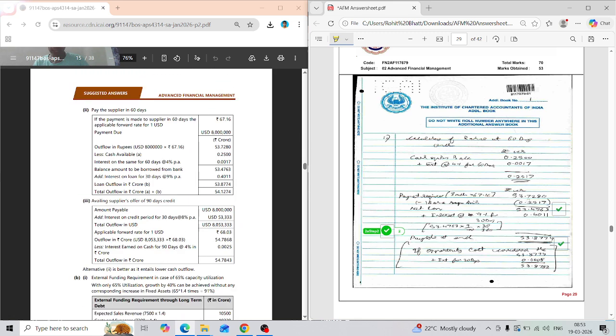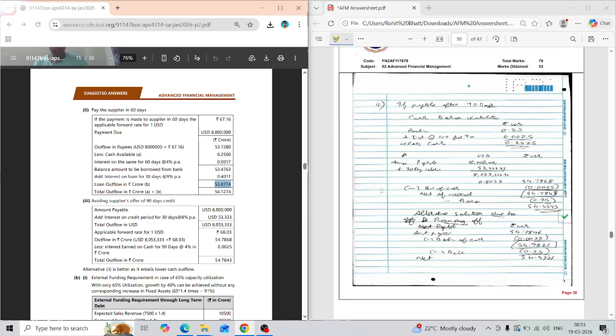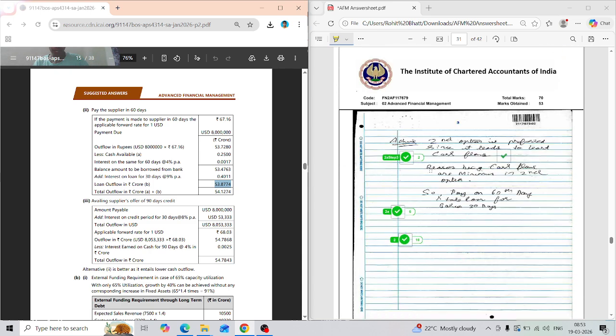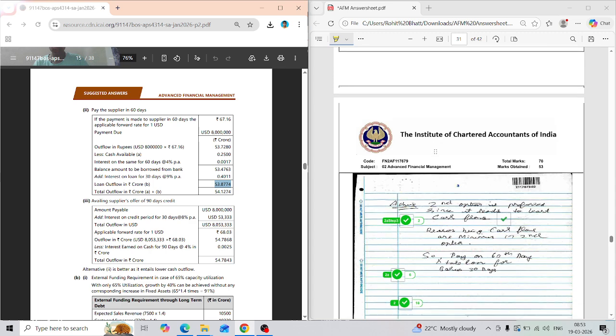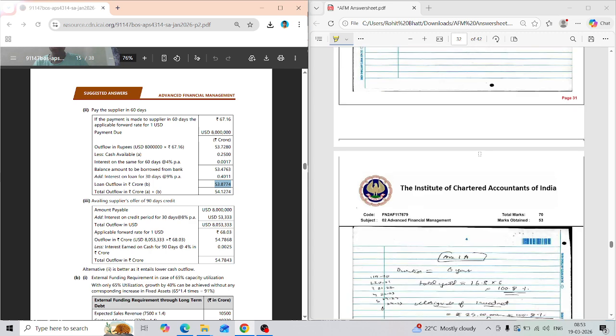In this second part, the examiner has ticked 53.4763 and this figure. So basically two figures, 1 mark each. Then in the third part, the examiner has ticked 54.7843 and another figure. So there would have been an alternate answer. That's why they gave marks for that. And the final conclusion also had good marks. I have written the reason also.